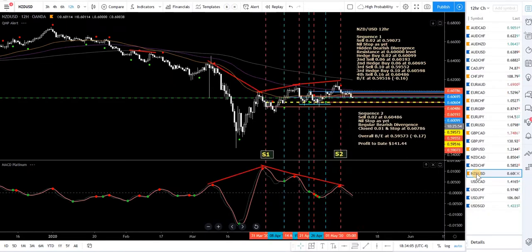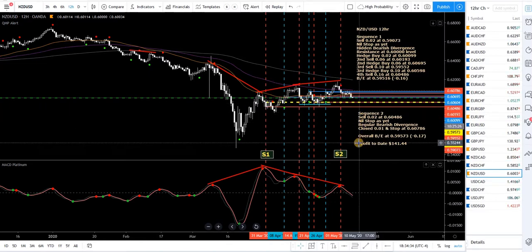New Zealand USD, a bit messy. What do I do here? Sequence 2, which is this one, second sequence here. There's a sell on this candle here. MACD Platinum, nice, that bearish candle down through the zero level. Closed half, put a stop in place above these little highs here. So that gave me a profit of $5.85.